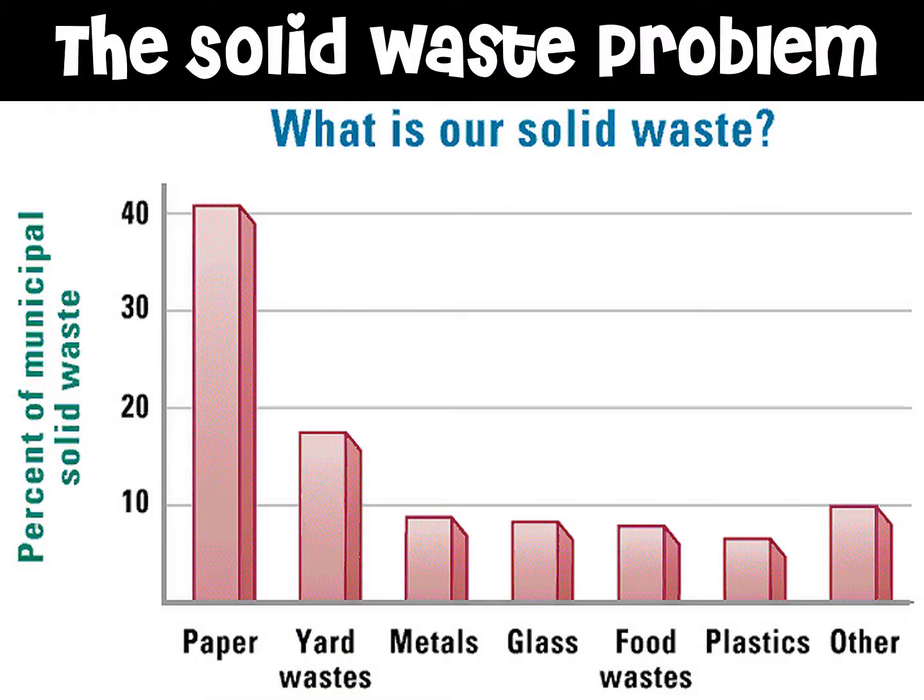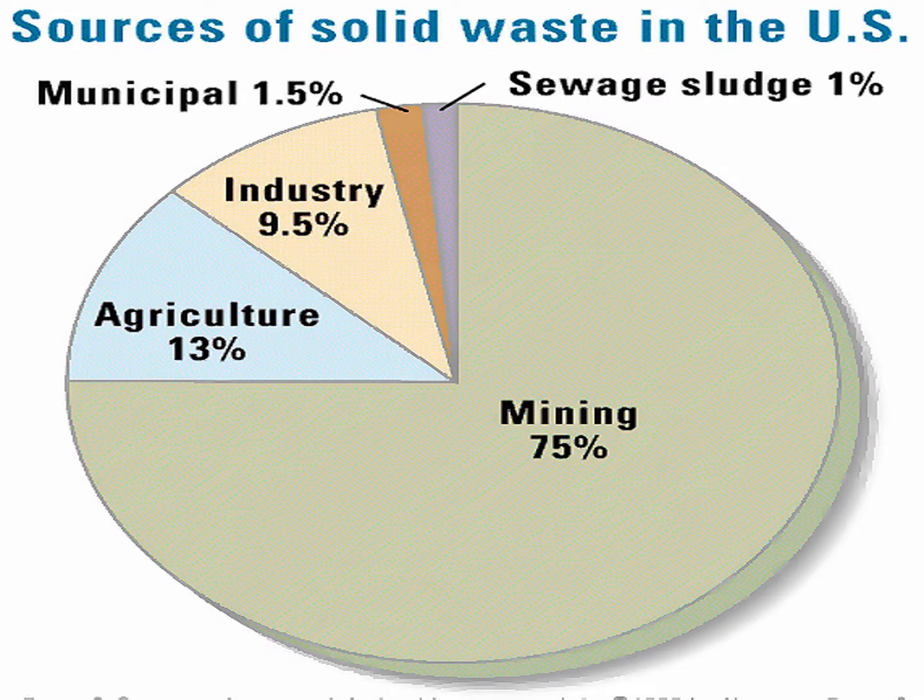So what exactly is in our solid waste for municipal cities? Most of it is paper products, whether that be printing paper, cardboard, milk cartons, things like that, followed by yard waste, metals, glass, food waste, and plastics. Compare that with what is in our solid waste in the entire United States. You can see that mining waste is a big factor in our solid waste, followed by agriculture and industry.